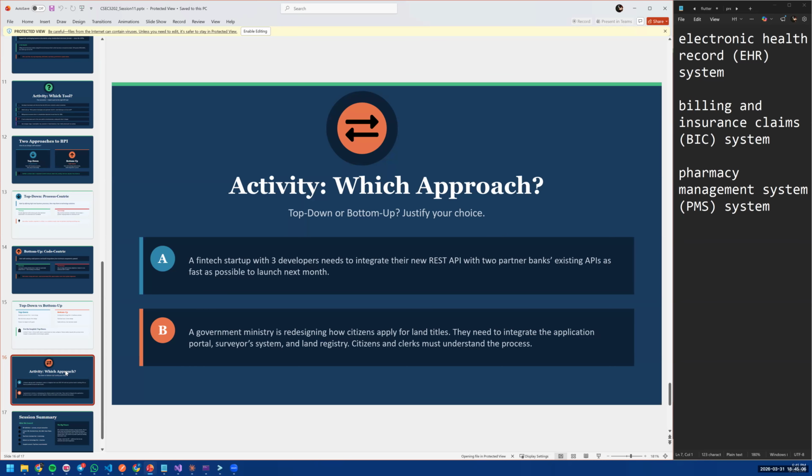Okay. The next one. Scenario two. A Jamaican government ministry is redesigning how citizens apply for land titles. They need to integrate the application portal, the surveillance system, and the land registry. Citizens and clerks need to understand how the new process works before it launches. Give me your thoughts.